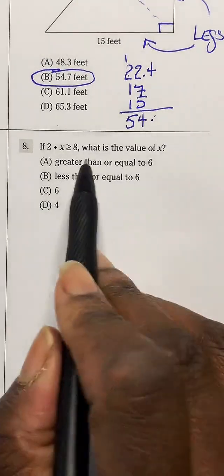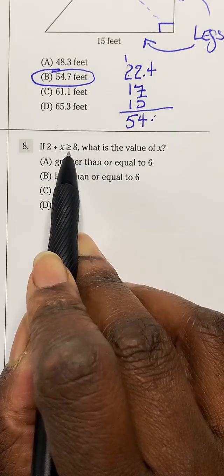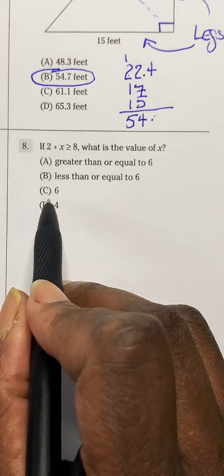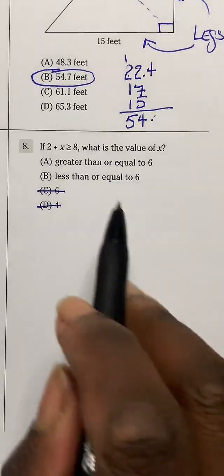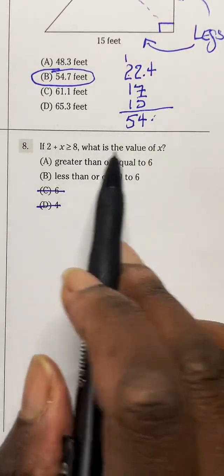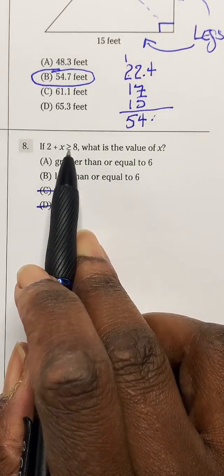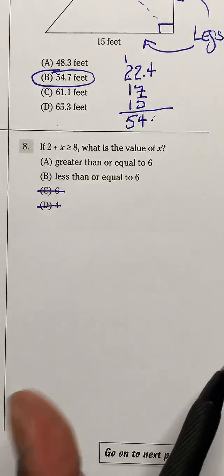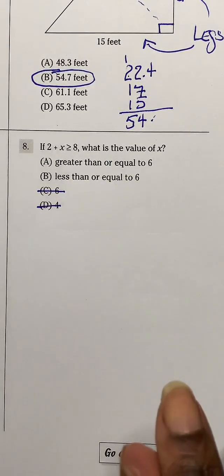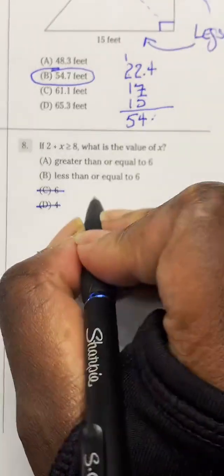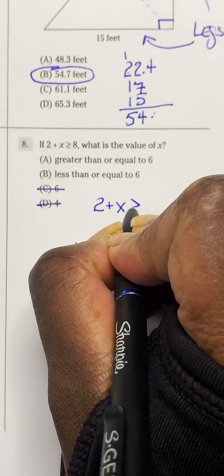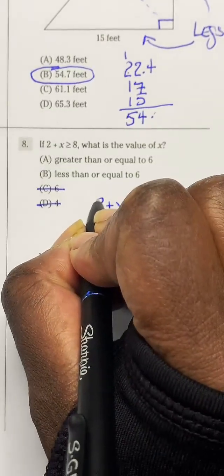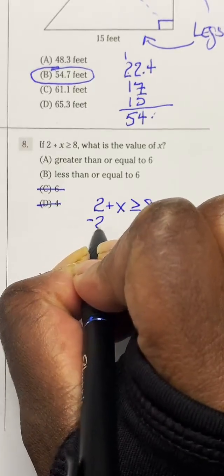We know right away we have an inequality. The inequality is not going to disappear, so it's not going to just be equal to a number. That's why C and D are out. So now here's the rule: the inequality sign only changes when you multiply or divide by a negative number. That's not what's happening here because we have 2 plus x is greater than or equal to 8. So now we're going to subtract 2.